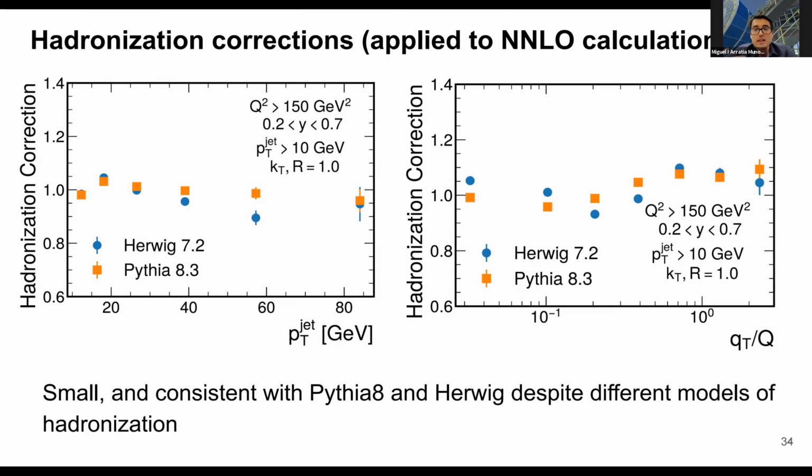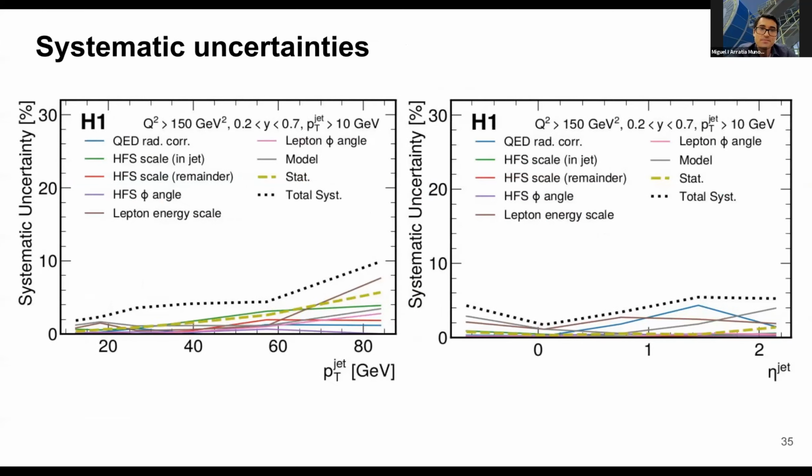That tells you that this is very well constrained, even though the underlying models that Pythia and Herwig use are very much different. And so we apply this correction to the NNLO calculation, and we take the difference as a systematic uncertainty on that prediction. Here I'm showing you the systematic uncertainties of our measurement.